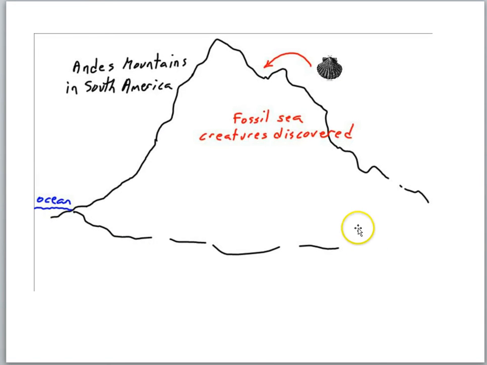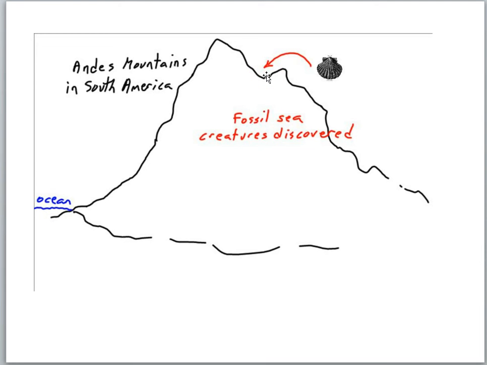For example, in South America, when he trekked up the Andes Mountains, he found fossilized sea creatures, right? So these shells. Now, if you think about that, that's kind of strange because these are sea creatures, yet he's finding these fossils on the tops of mountains, right? Thousands of feet above sea level. Well, how in the world did they get there?